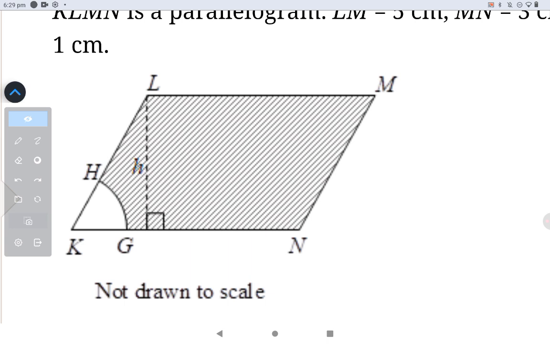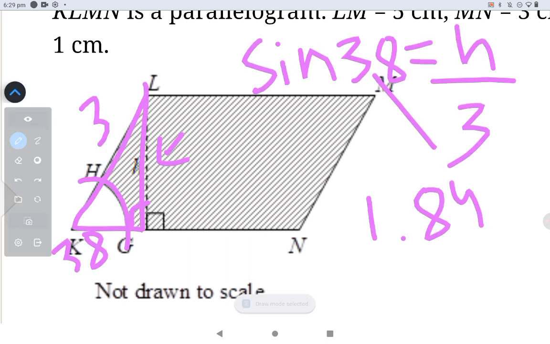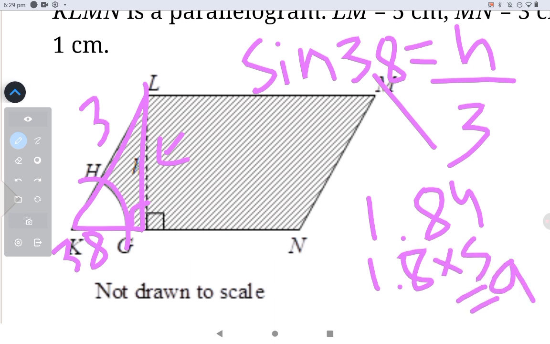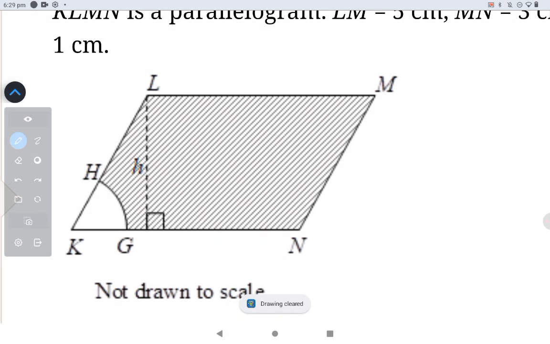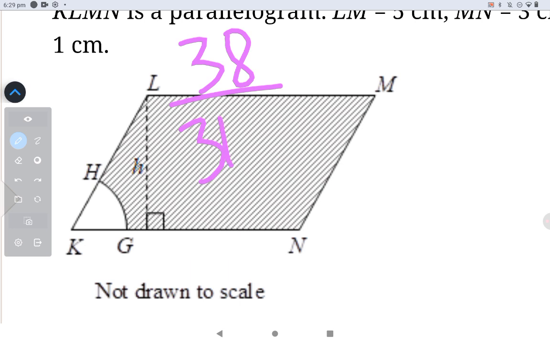Now we need to multiply it by the base. So I'm gonna round it off. So 1.8 multiplied by 5 will give you 9. Okay, now we found the area of the parallelogram. We need to find the area of the sector. Now to find area of the sector, like I said, theta over 360. So we have 38, which is the angle, theta, over 360, multiplied by pi r, which is 1, they gave it here, radius 1 square.